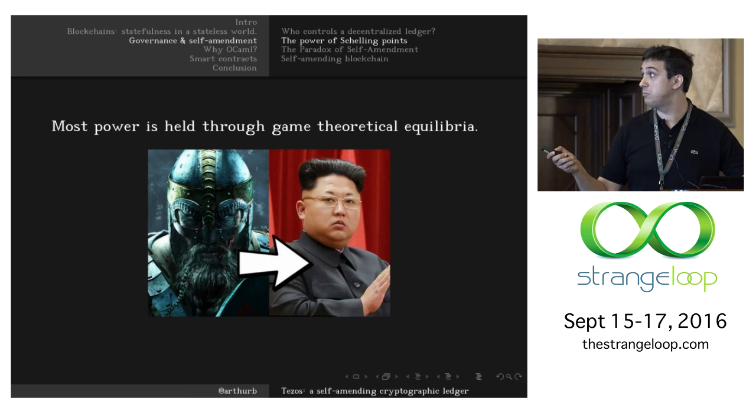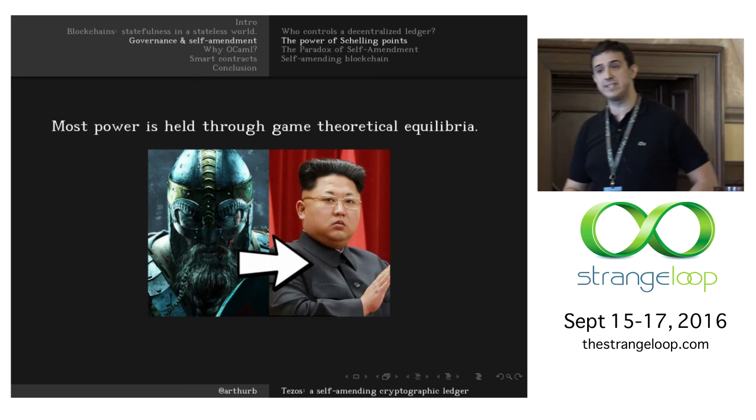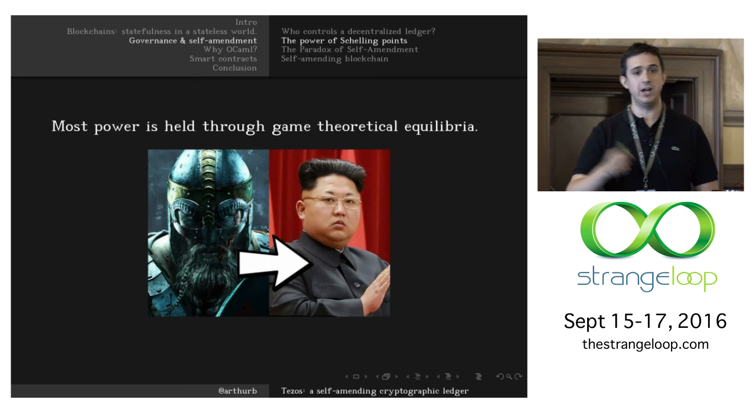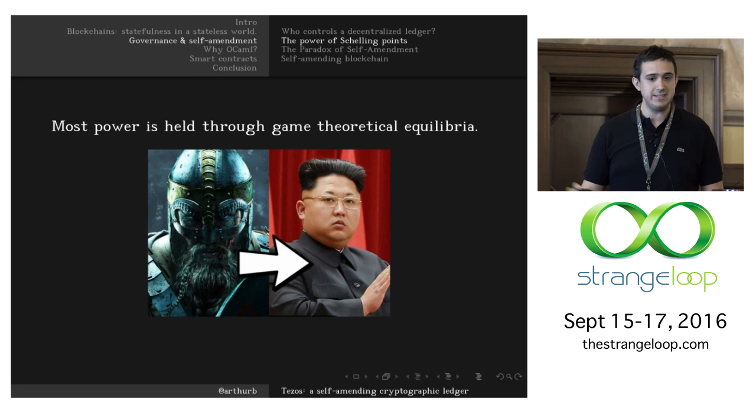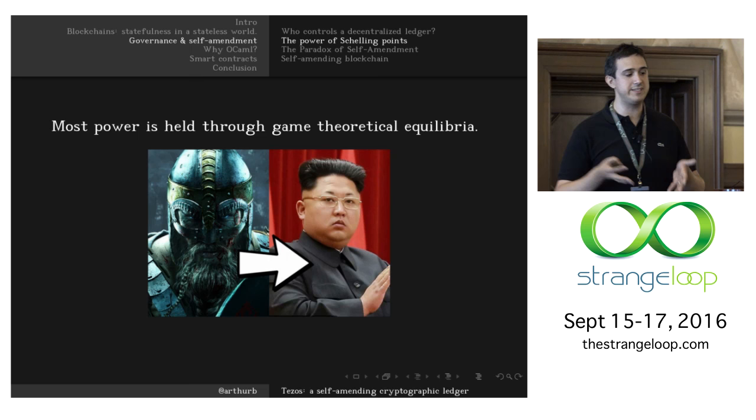However, why is he more scary than the Viking guy? Well, he's more scary because he has a huge army and he has guards. And if one of the guards tries to attack him, the other guards will attack that guard, because they all know that if they don't attack back, then they too will be traitors. And in the end, the power is not intrinsic in him. The power is in what he represents. The power is where he sits in the game theoretical equilibrium.